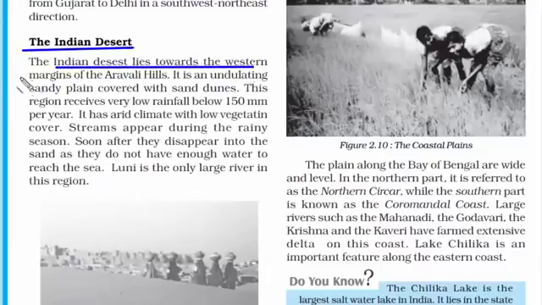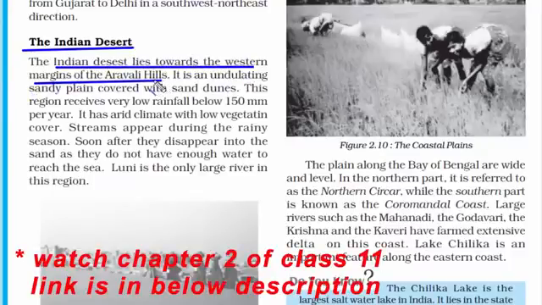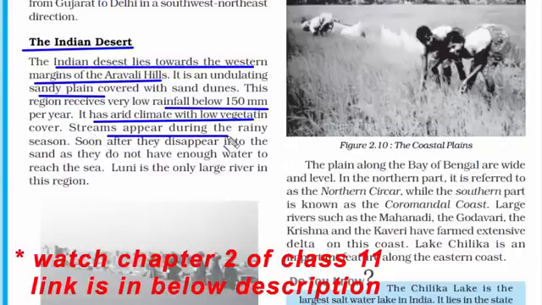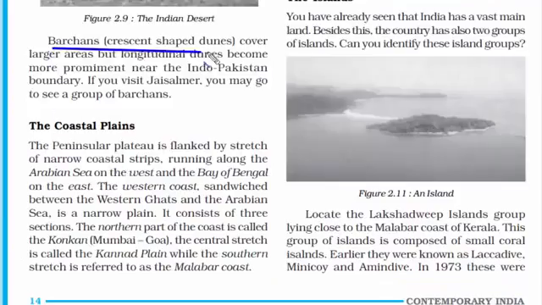It lies towards the western side near Aravali Hills. And desert consists of sand, hence it is called sandy plain. And this region receives very low rainfall, below 150 mm per year. It has arid climate, which means hot and dry, with low vegetation cover. You will only see river during the rainy season. Luni is the only large river in this region, and this region is famous for barchans, which mean sand dunes.